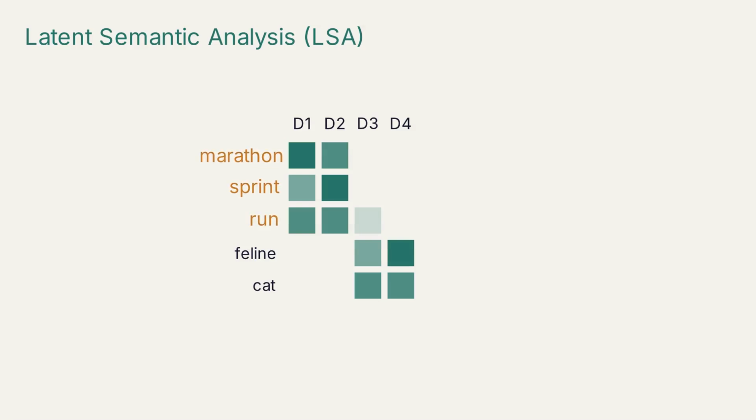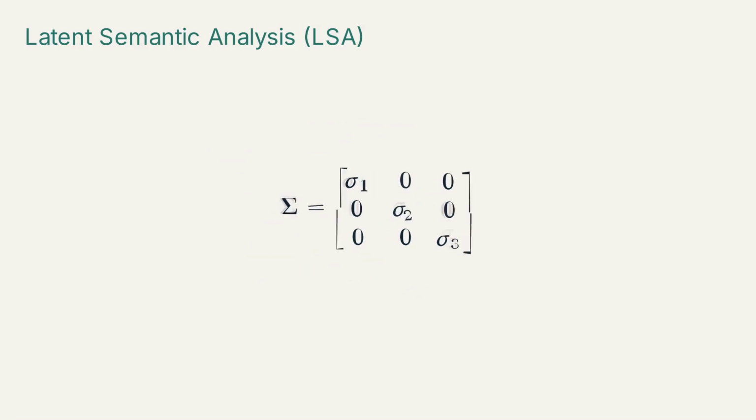The problem with these matrices is that they are incredibly messy. Language is full of synonyms, different words with the same meaning, and polysemy, the same word with different meanings, creating a noisy space where the computer sees two documents as unrelated just because they use different vocabulary to describe the same topic. By applying SVD to this matrix, we perform a sort of linguistic compression.